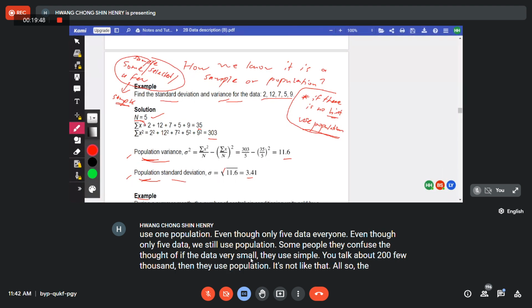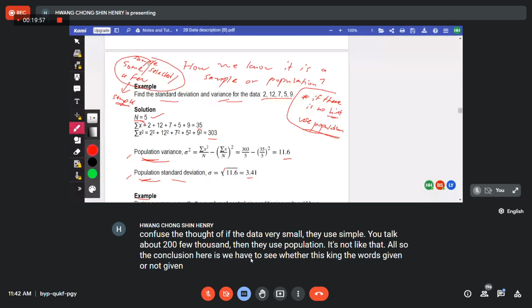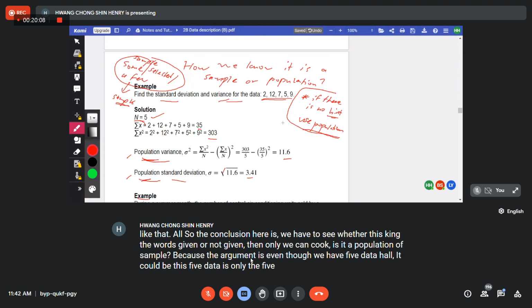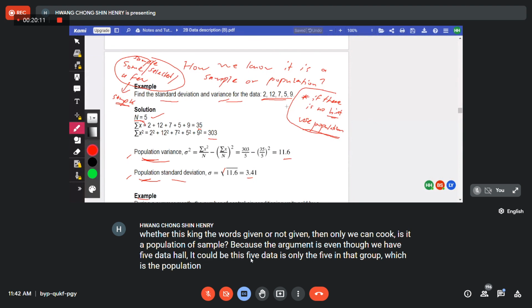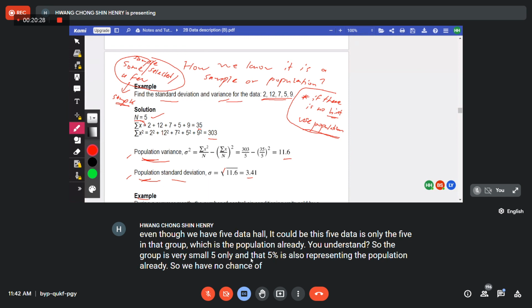So the conclusion here is we have to see whether the hint words are given or not given, then only can we conclude whether it is population or sample. Because even though we have 5 data, it could be that these 5 data are the only 5 in that group, which is the population already. You understand? The group is very small, 5 only, and that 5 is representing the population already. So we have no choice but to use population.